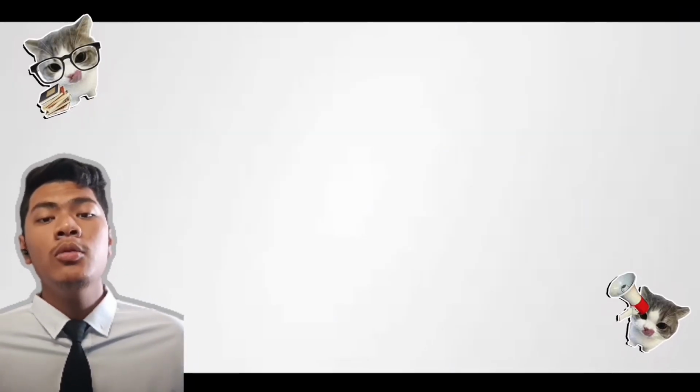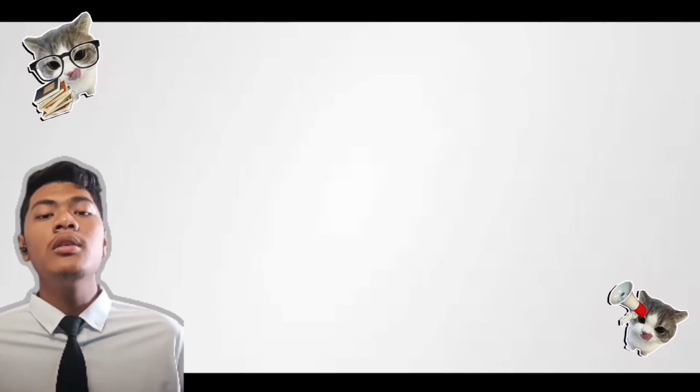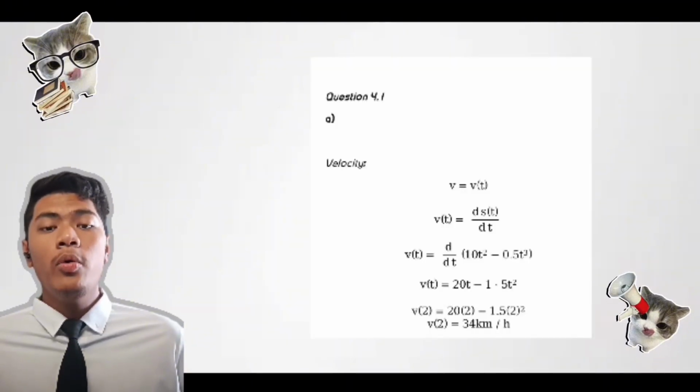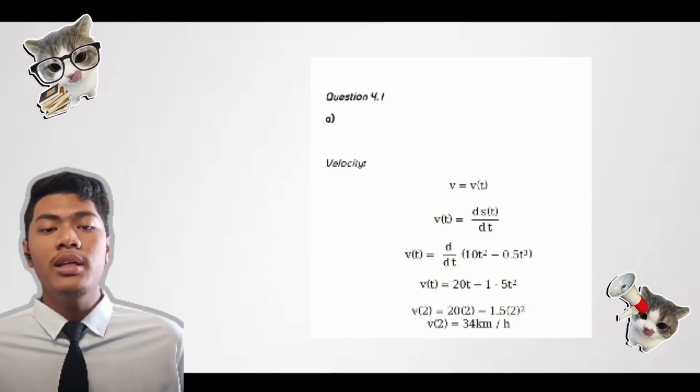I will be presenting our mathematical method used to solve the problem assigned to our group. The first question is question 4.1, which is about fuel consumption in a moving vehicle. For part A, as stated in the question, we are required to determine the velocity and acceleration of the car after 2 hours. To find the velocity, we differentiate the distance function with respect to time, where velocity V(t) is equal to ds over dt.